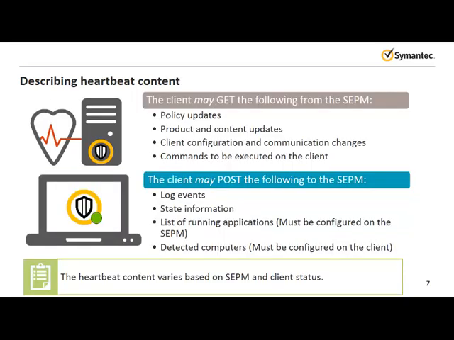When initiating a GET request, the client receives policy updates, product and content updates, client configuration and communication changes, as well as commands to be executed. A command can be a scan or a request to run LiveUpdate. When initiating a POST request, the client sends new log events and operational state information. Operational state information includes data such as the last time the client ran a scan and virus definition dates. Heartbeat content varies depending on the client group.